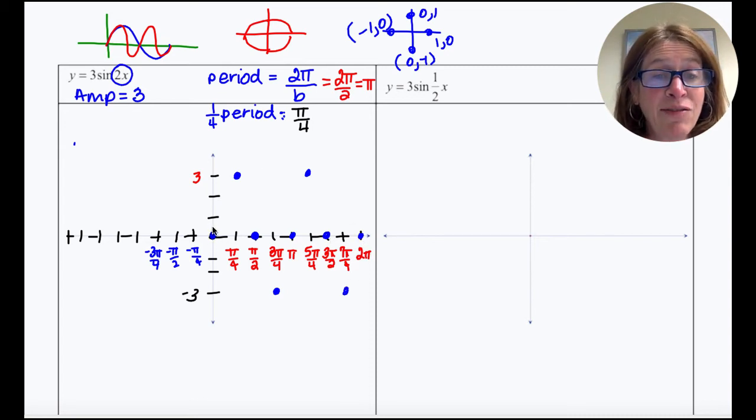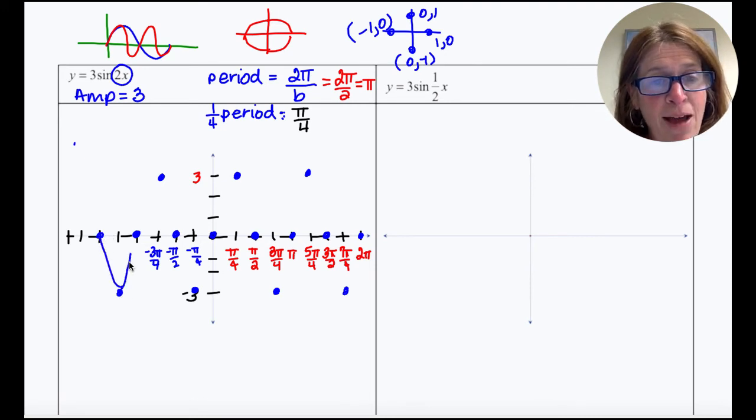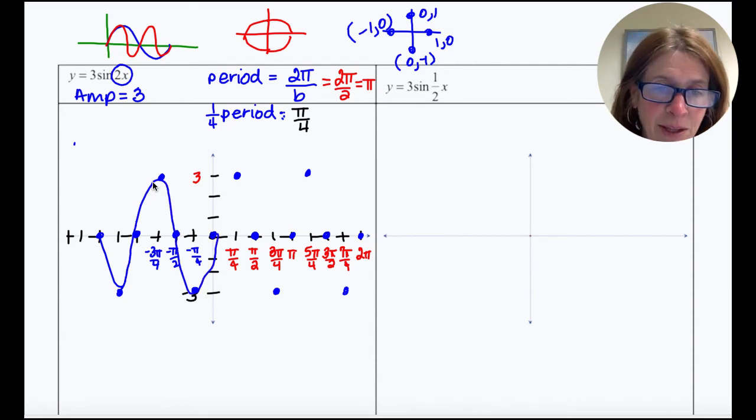If I go in the negative direction, now from 0, I'd have to go down to -3, up to the midline, up to 3, down to the midline, down to -3. And you see that it's going to just keep going and going like that. All right, so I'm going to try to get my graph in here really pretty. Oops, lost it there.